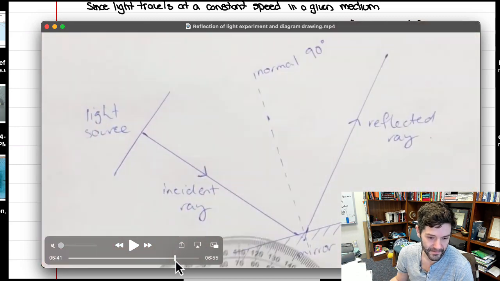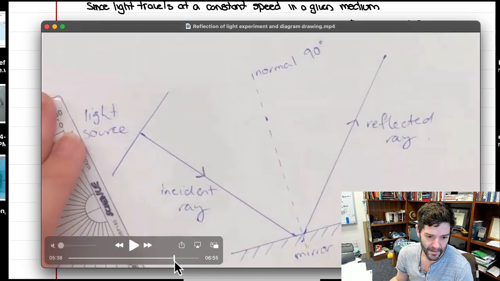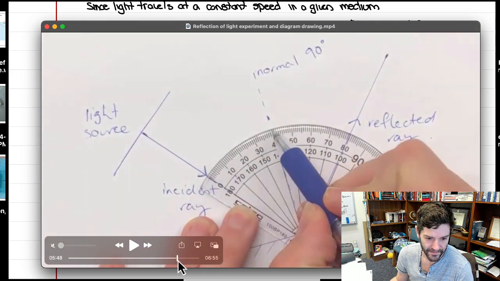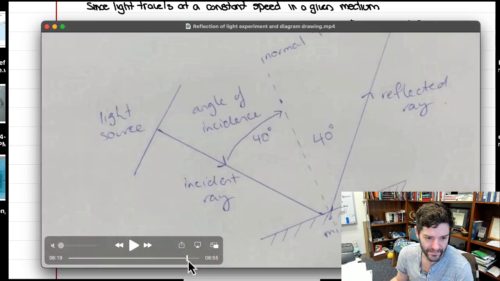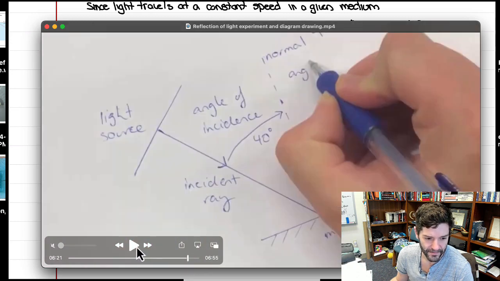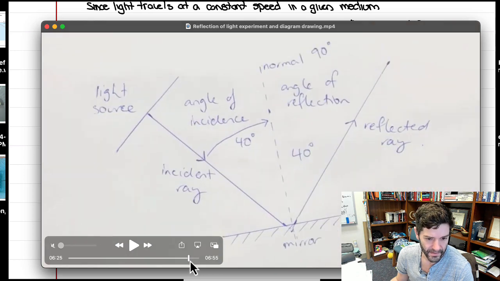based on the normal from the mirror. And let's see if they just define it here. Okay, yeah, this is good. Defines our terms. Angle of incidence, angle of reflection. Then let's pause it there.